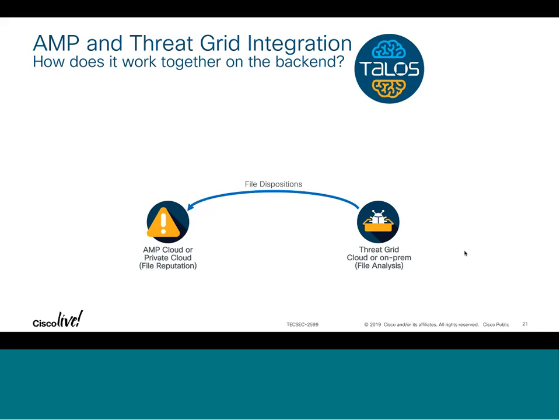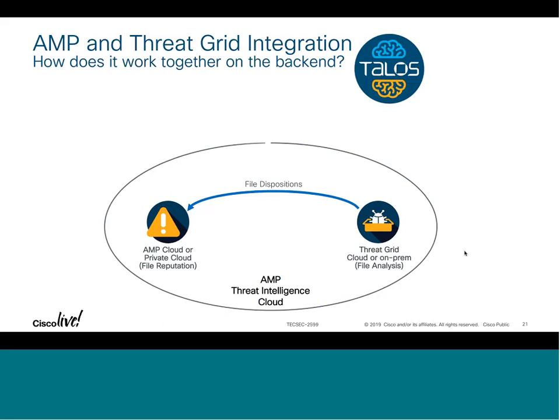One of the pieces that is extremely important there is to then integrate the AMP disposition lookup with ThreatGrid, which is an attempt to turn unknown files into known files. And the glue that holds all of this together, as is so often the case in our security portfolio, is our Talos threat intelligence team. So both the AMP cloud dispositions and the results of ThreatGrid runs are both visible to Talos and managed by Talos to turn this into our world-class threat detection solution.